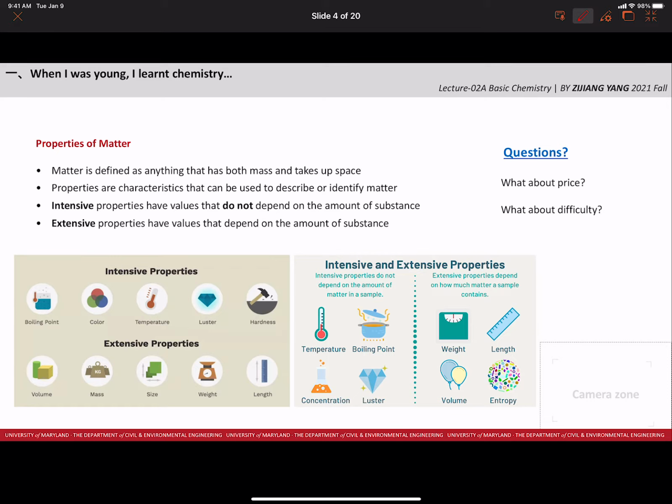And for the properties of matter, I think we know that matter is defined as anything that has both mass and takes up space. And properties are used to categorize, describe, or identify matter. The two important concepts are here. Intensive properties have a value that does not depend on the amount of substance. And extensive properties have a value that depends on the amount of substance.